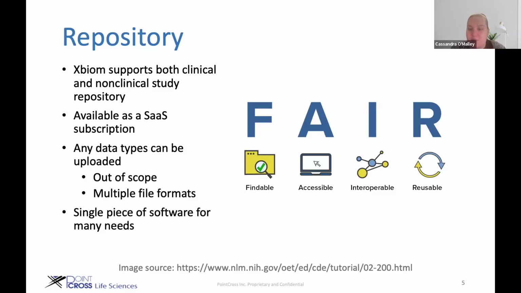As we've taken a look at what a repository can handle, let's look at what the Xbiome repository actually looks like and how you can use it for analysis. Please give me one moment while switching screens.